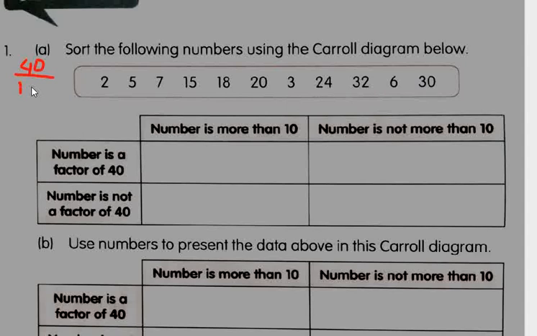We have 1 times 40, right? 2 times 20. Can it be 3? No. How about 4? 4 times 10. 5 times 8, right? 5 times 8 is 40. 6, can it divide 40? No. 7, no. So we have only 8 numbers here, right? Alright, so we have the factors of 40.